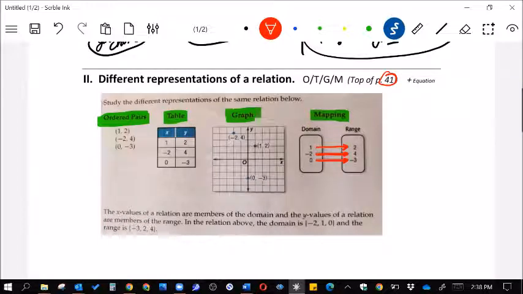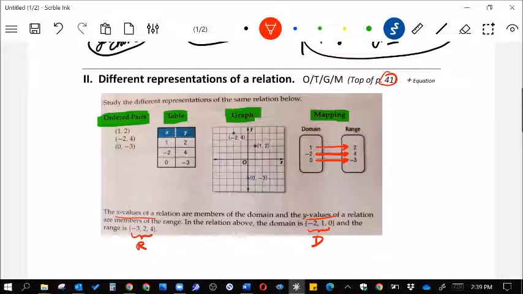Okay. So here it tells you the x values are members of the domain and the y values are members of the range for a relation. And so the domain is the numbers, and notice these are in numerical order from smallest to largest. I'll put a D here. And these ones for the range are the y values in order from smallest to largest.